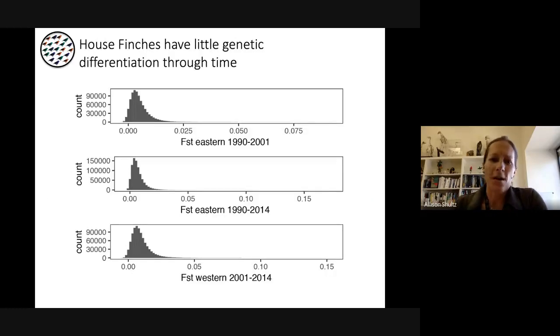And house finches overall have little differentiation through time. So if we look at FST, this is a distribution for the before and 10 years after mycoplasma in the east, before and 20 years after mycoplasma in the east, and before and 10 years after mycoplasma in the west. And you can see it's perhaps not surprising that FST is very low, since this is just a few generations of change in the same geographic localities.